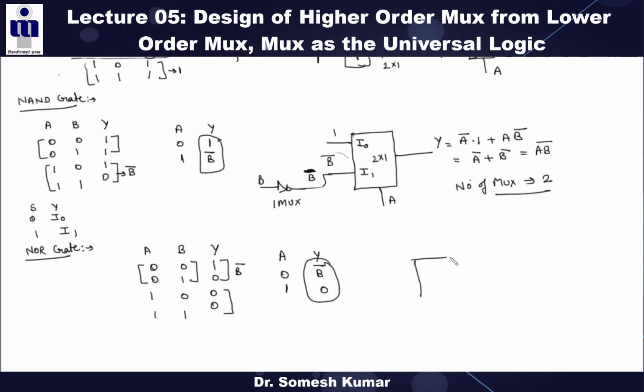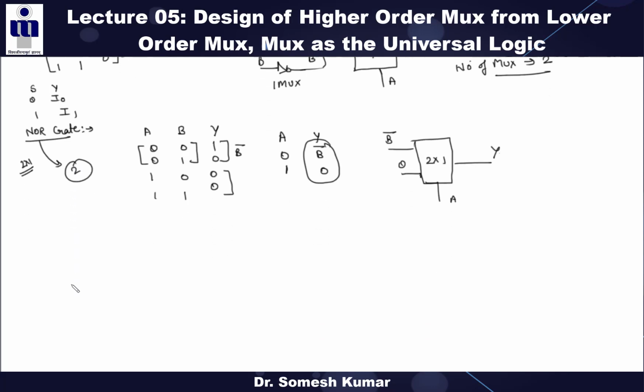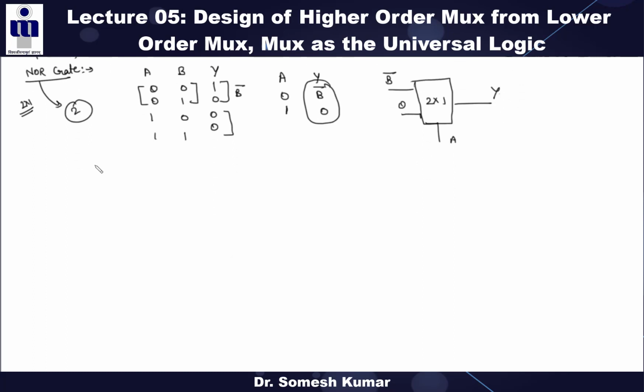Now similar to the NAND gate, here is one NOT gate, so this is your B bar. For this B bar, we need one extra 2:1 mux. This is your 0, this is your A, and this is your Y. So the number of 2:1 mux required for the NOR gate, with the NOT gate included, is 2.